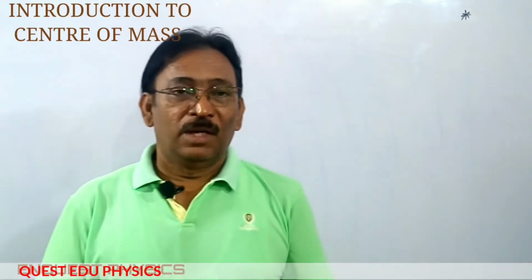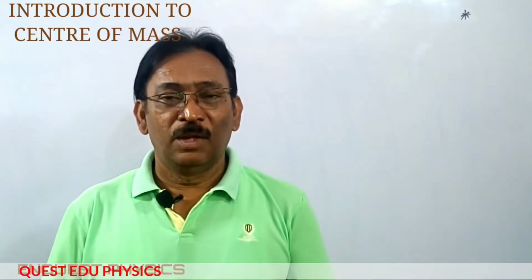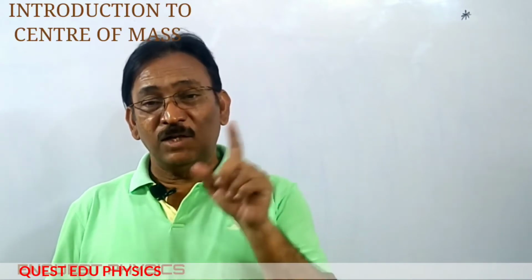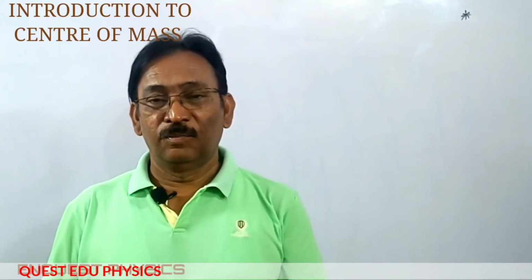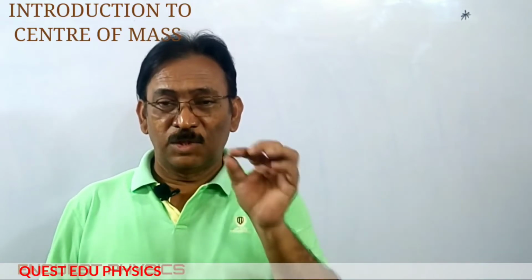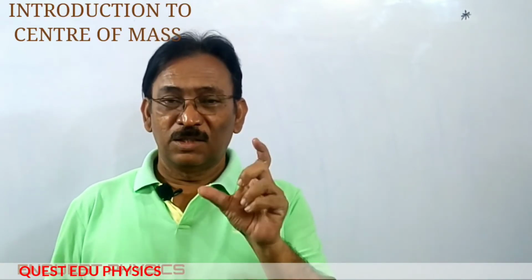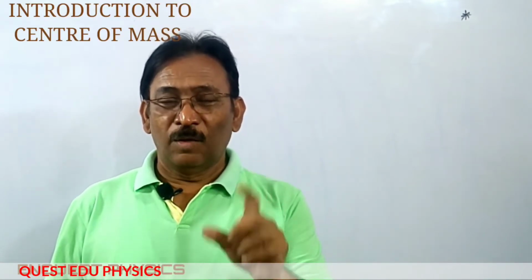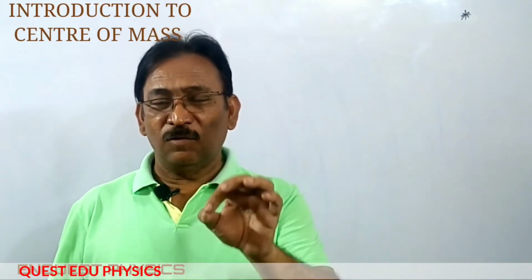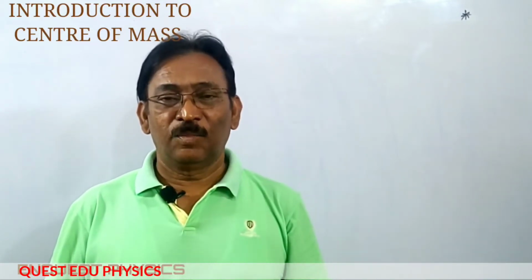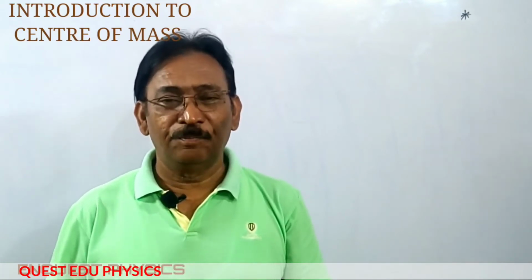Generally, we define the center of gravity as the point in a body. Listen to my words, I'm stressing here. It is a point in a body where the entire weight of the body is concentrated. I'm stressing the word, students: it is the point where the entire weight of the body is concentrated. Means what? Center of gravity is present in the mass of the body.